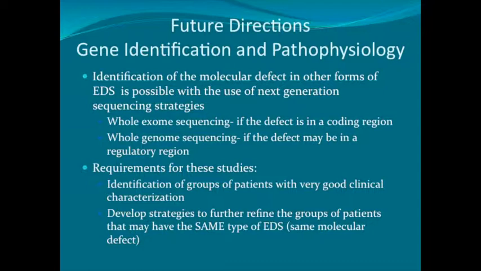For this, we can take advantage of the techniques that are available now. Whole exome sequencing allows us now to read all the genes in the body, at least the coding parts of all the genes. And there's another technique that is whole genome sequencing. The problem is interpreting the information from those tests. And the best way to feed into a pipeline like this is to have patients that are very well characterized.